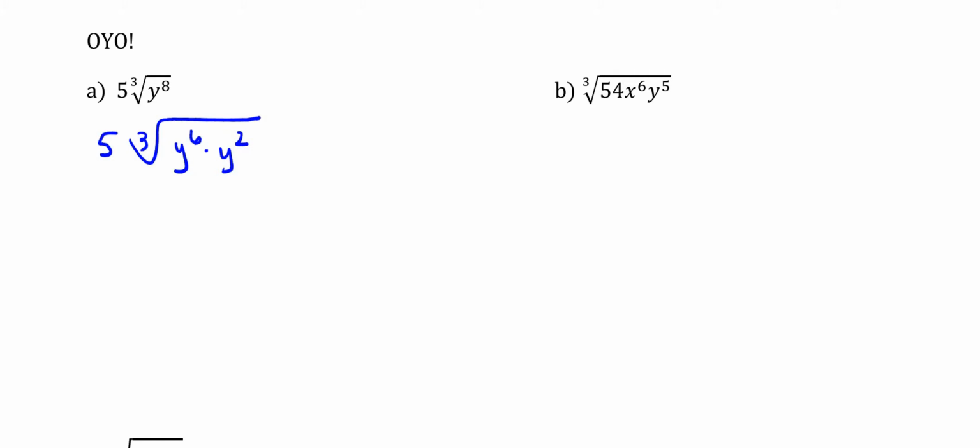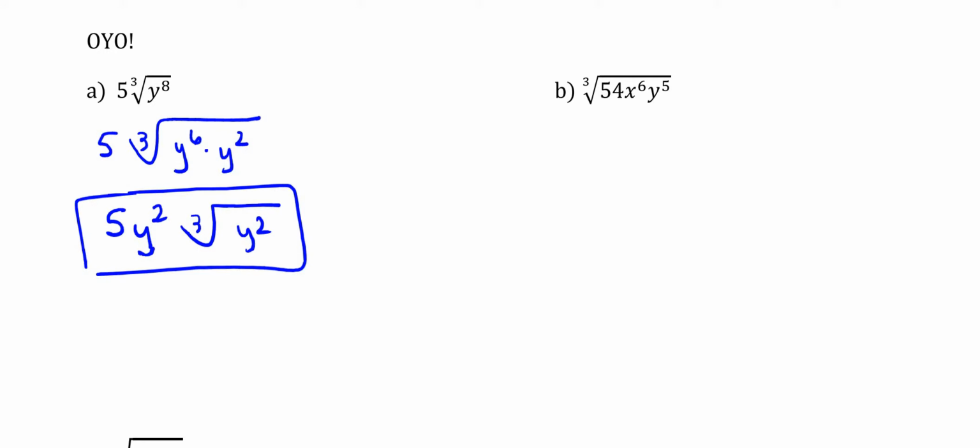Y to the 6th times y squared makes back y to the 8th, so I haven't actually changed anything, just the way it looks. Then I know that y to the 6th is a perfect cube, so this answer becomes 5 y squared. That's what happens when you take the cube root of y to the 6th. Cube root of y squared.